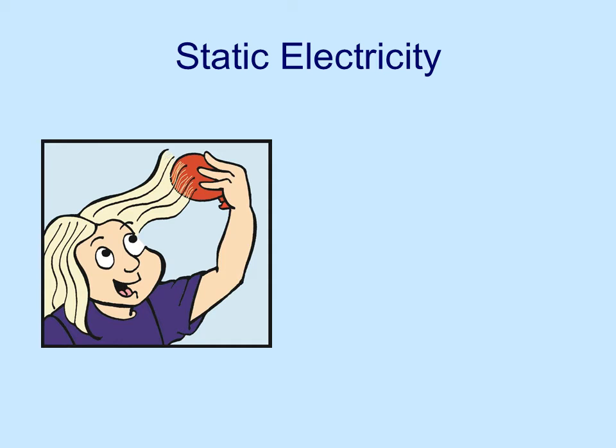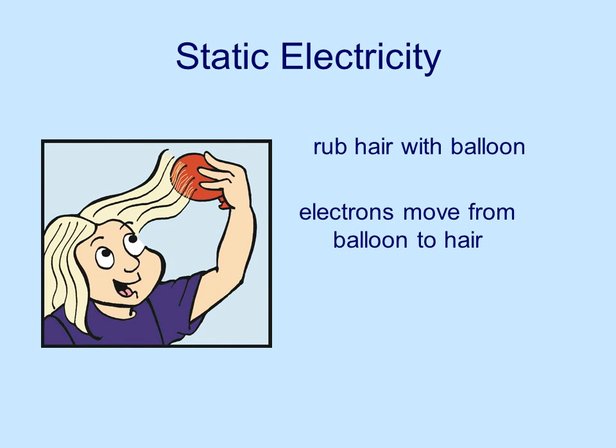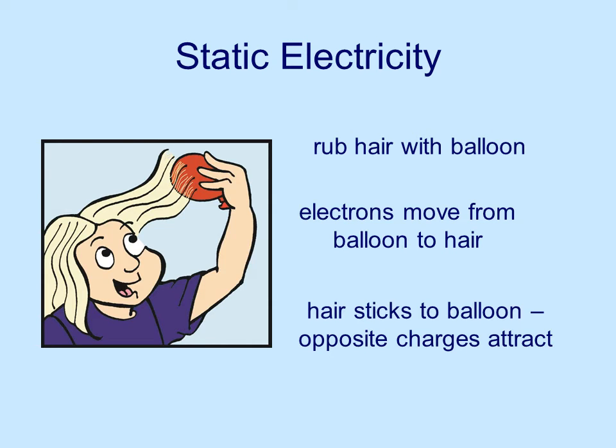Now, static electricity is kind of an interesting and fun thing, and the girl in the picture is demonstrating how you can generate it. You take a balloon and you rub your hair with it, and the electrons move from the balloon to the hair, and the hair is pulled out to stick to the balloon because opposite charges attract. If electrons are moving from the balloon, the balloon is going to be more positively charged. The hair will be more negatively charged, and so the hair is attracted to the balloon.